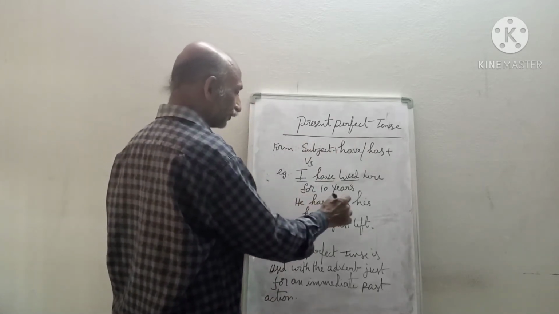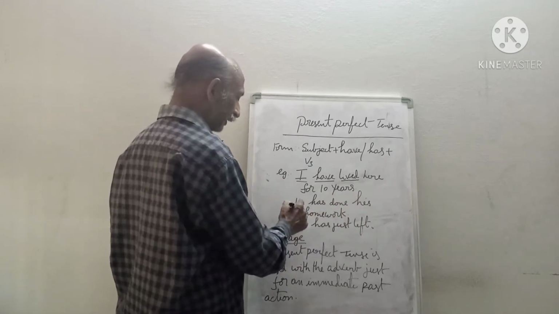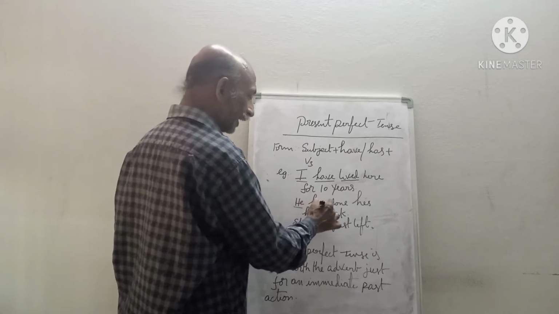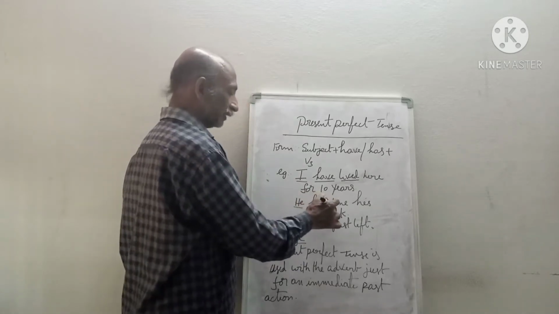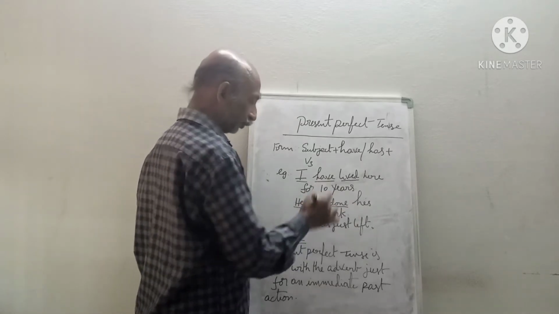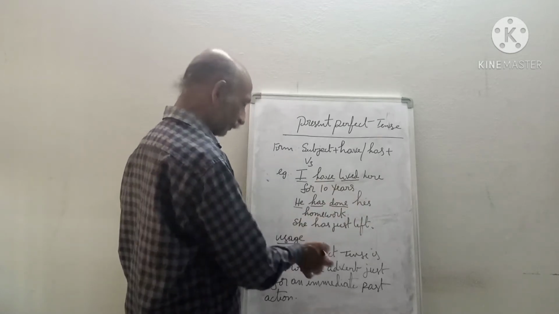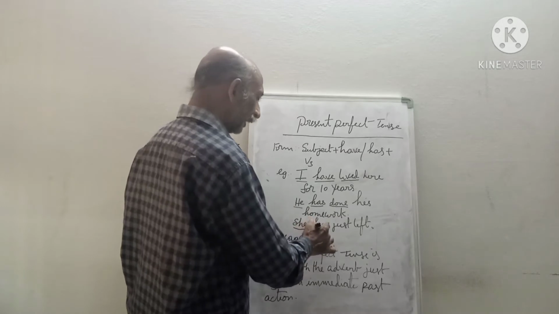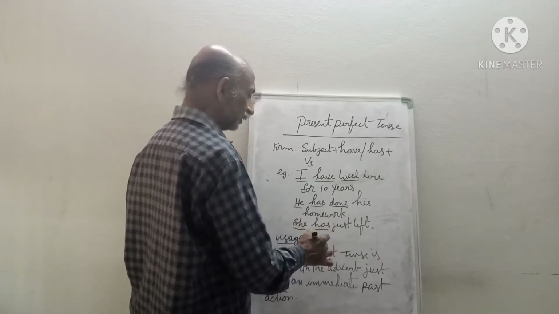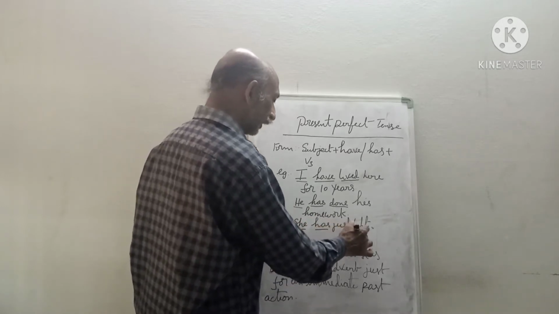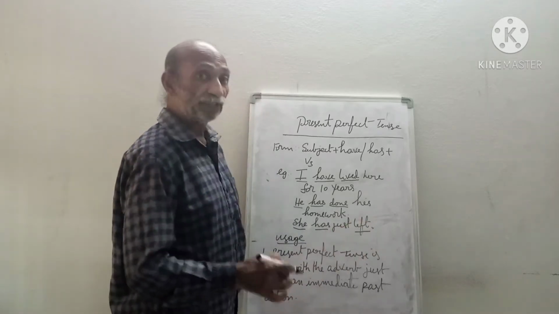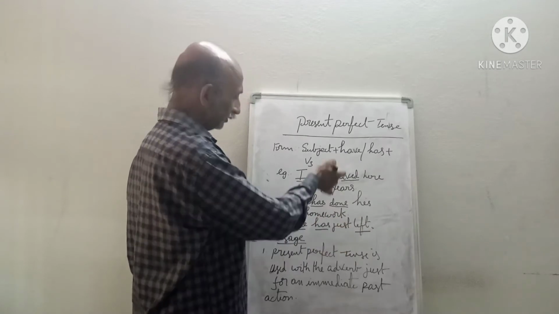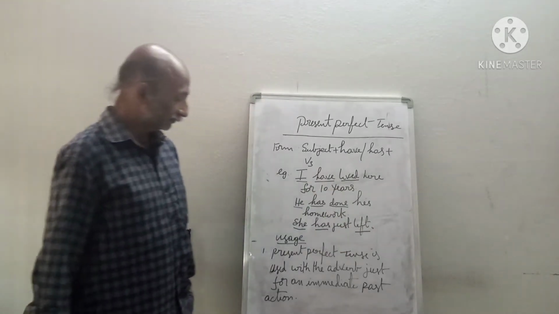Next, he has done his homework. The subject is he. For third person singular, we use has, and done is the V3 form of do. He has done his homework. Similarly, here the subject is she, the helping verb is has, and then left. Left is the V3 form of leave. She has just left. So, these are the three examples.